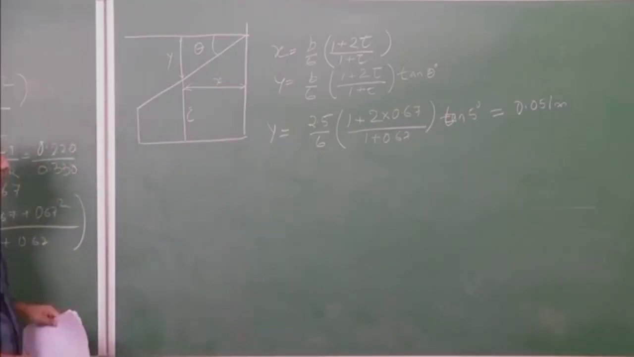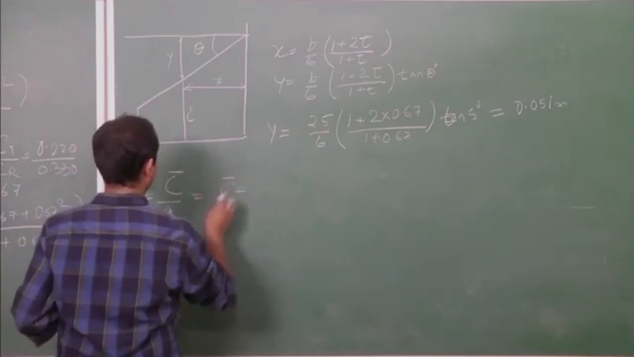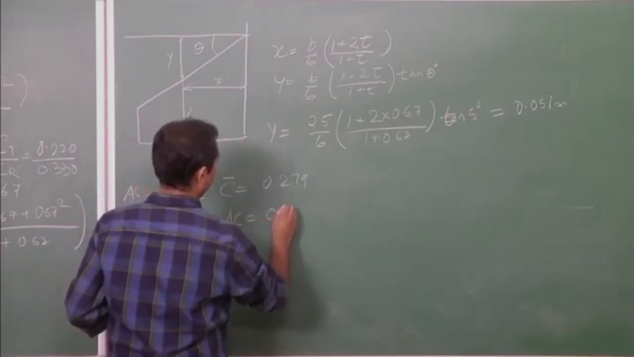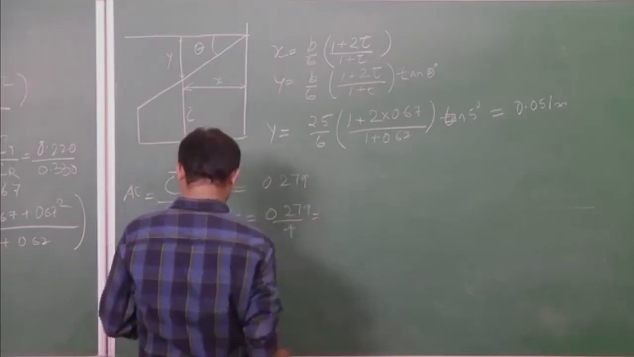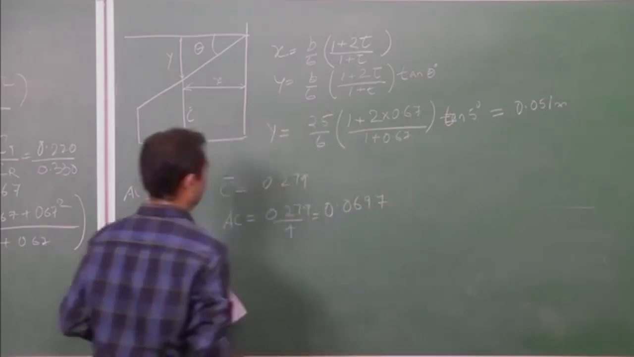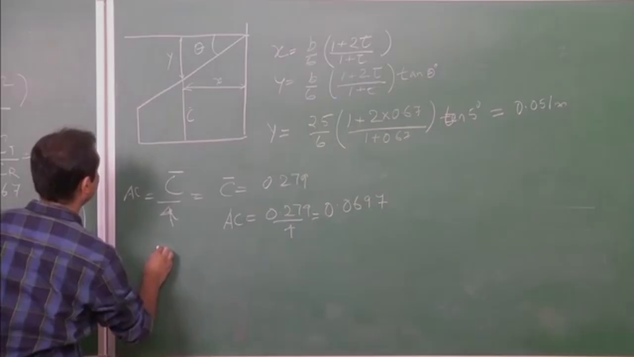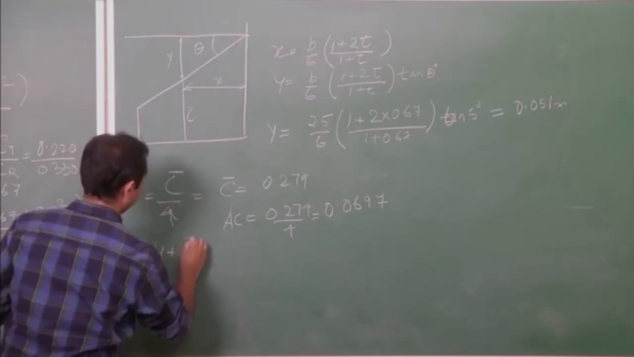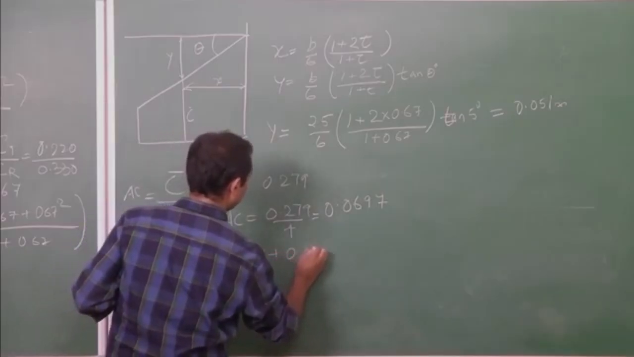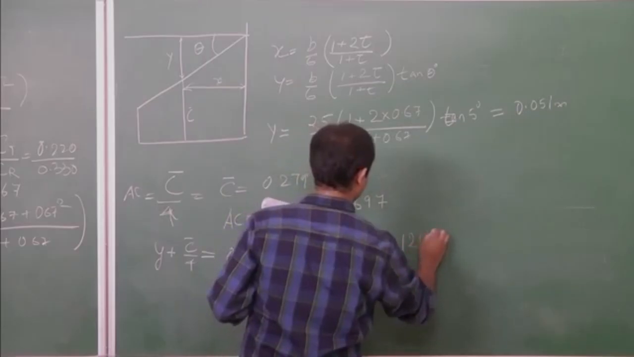As you know, for aerodynamic center we usually take c by 4. In our case c was 0.279, so c by 4 equals 0.0697. So your aerodynamic center from this horizontal line will be at a distance of y plus c by 4, which is 0.051 plus 0.0697, equal to 0.1207 meters.